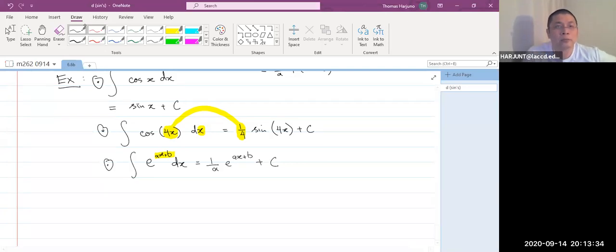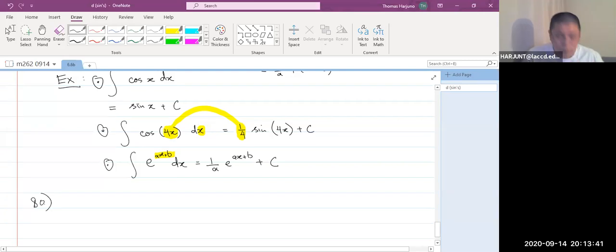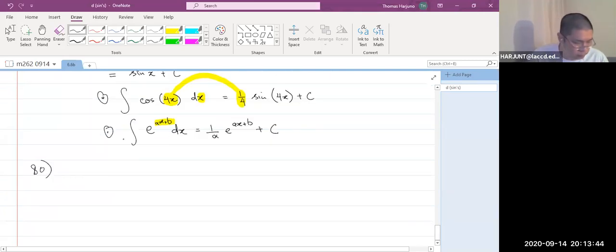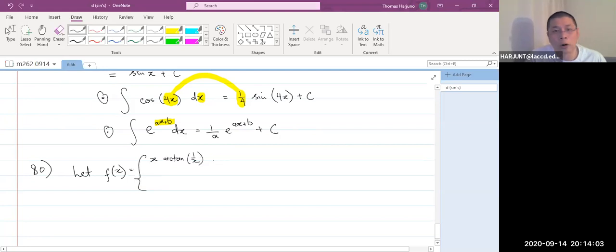Number 80. Let f(x) equal x arc tangent of 1 over x for x non-zero. You see it is undefined when x equals 0, right? And we fill in the hole with 0 if x equals 0.